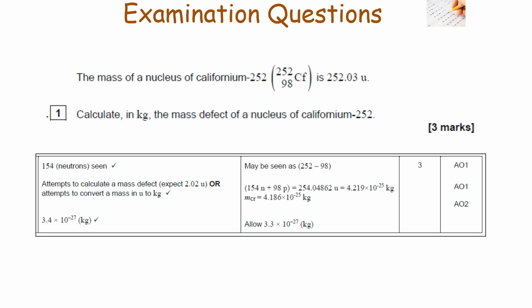And then finally, because you're trying to work it in kilograms, you've got to convert from U into kilograms, which you can work through again because the conversion factor is in the back of the equation book. You then get your answer to be 3.3 or 3.4 times 10 to the minus 27 kilograms.